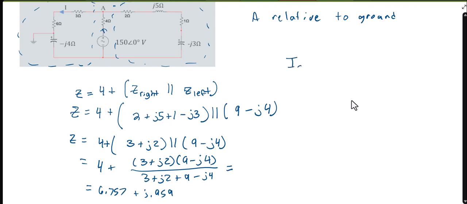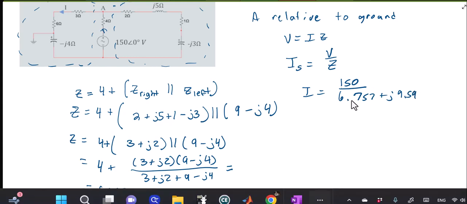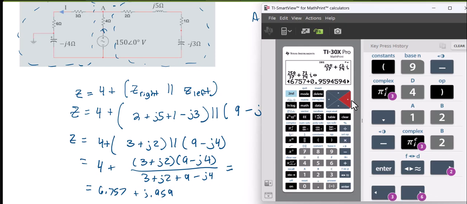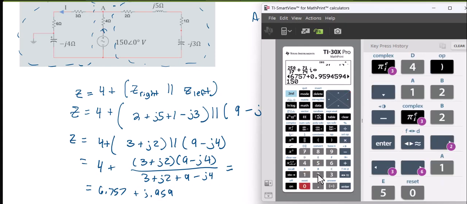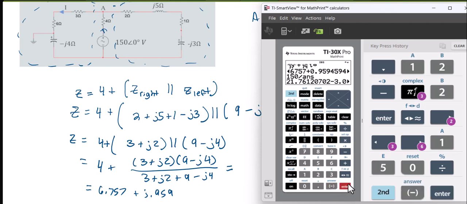So our source current is going to be, V equals IZ. So I will equal V over Z, and V is 150 divided by 6.757 plus J 9.59. So I can just take 150 divided by second answer and hopefully get the right answer.